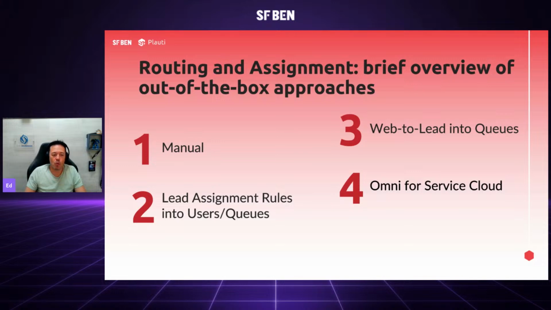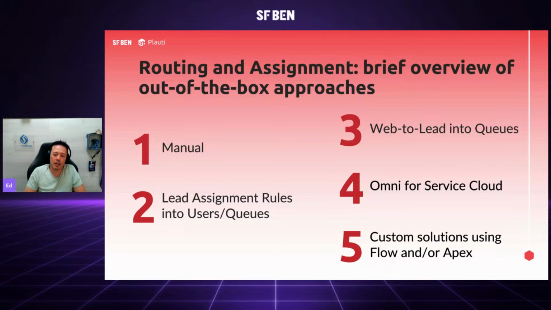And then in terms of starting to customize those processes, when web to lead into queues and lead assignment rules don't quite stack up, then you'll find that some orgs start to build custom solutions themselves using Flow and/or Apex and maybe lead assignment rules. And that is perfectly fine for some orgs that generally have fairly simple processes.